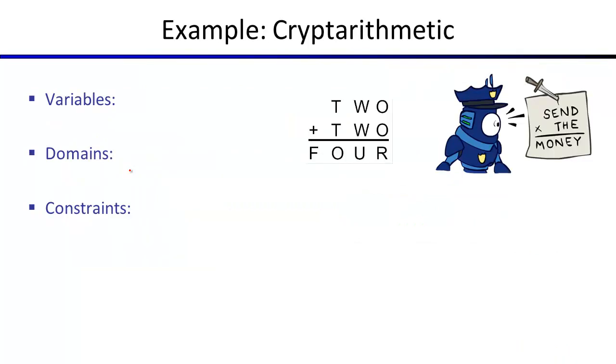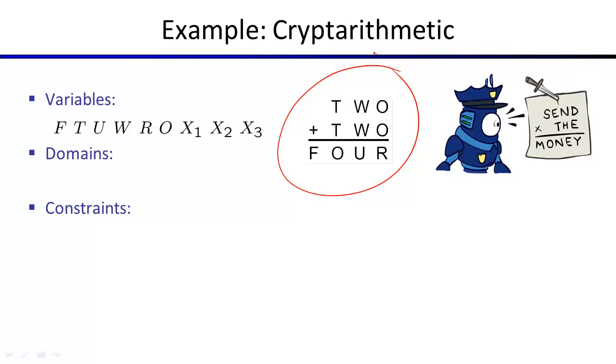Okay, let's look at another example. Not just about coloring maps. How about cryptarithmetic? This is a puzzle problem. Some of you might have solved this kind of problem. What are you supposed to do here? Well, each of the letters in this thing over here corresponds to a number. Substitute in the number. This arithmetic equation here is supposed to be 2 plus 2 is equal to 4 once you substitute the digits for the letters. So what are the variables? Well, the variables are all the letters that we're seeing here.